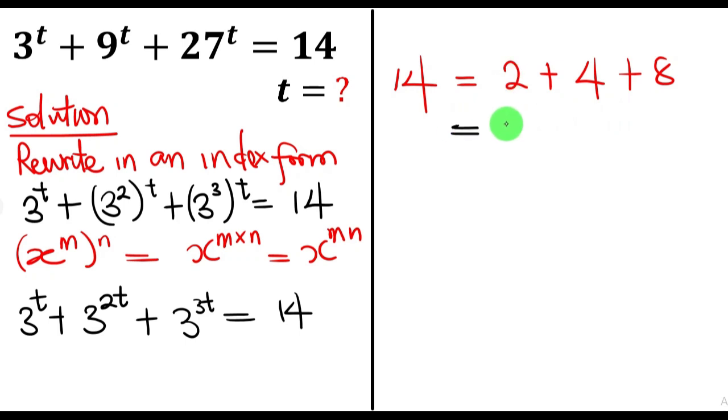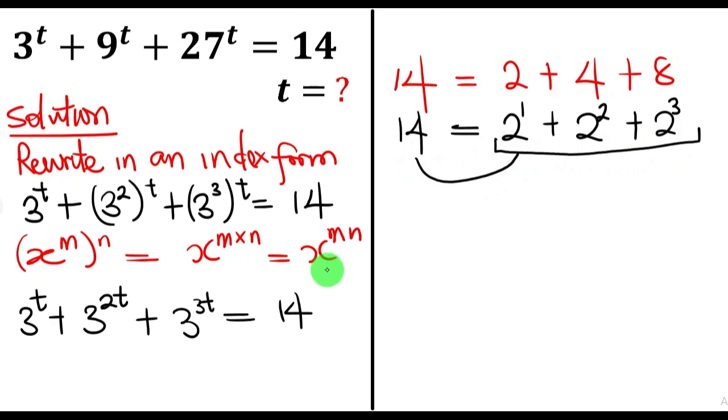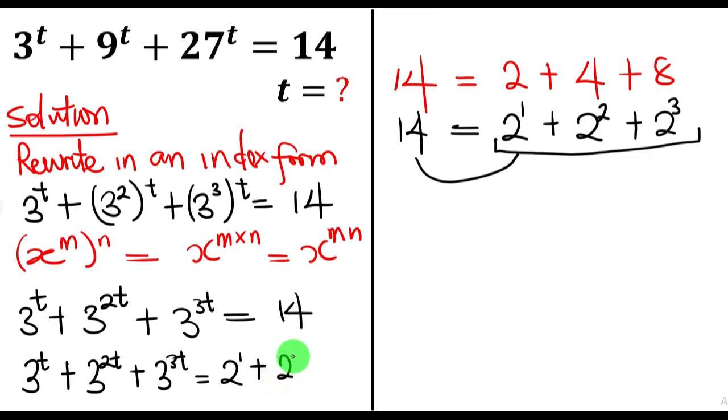What am I saying? 2 is 2 raised to the power of 1 in index form, plus 4 is the same thing as 2 raised to the power of 2 in index form, then plus 2 raised to the power of 3 in index form, which is 8, meaning that I can rewrite my 14 in this way. Therefore, I'm introducing this in place of my 14. Then my question becomes 3 raised to the power of t plus 3 raised to the power of 2t as it is, plus 3 raised to the power of 3t, then equals 2 raised to the power of 1 plus 2 raised to the power of 2, then plus 2 raised to the power of 3.